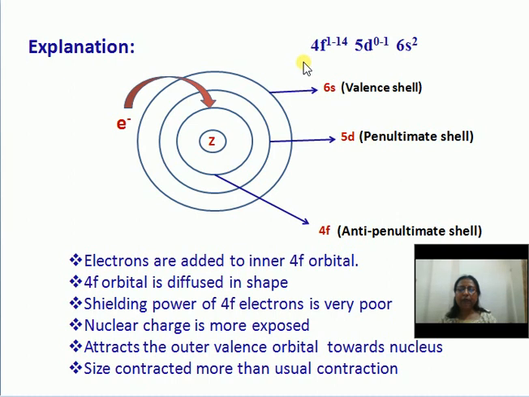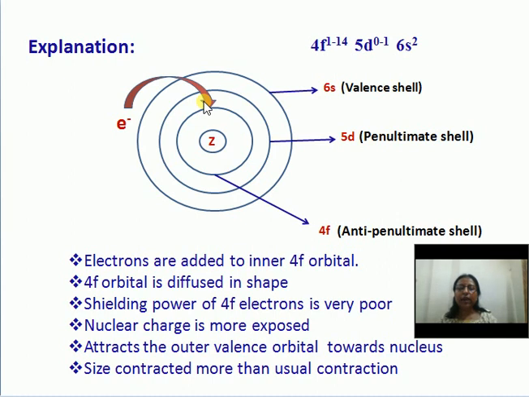In our previous slides, you have seen the general electronic configuration for the lanthanoid series, and it is 4f1 to 14, 5d0 to 1, and 6s2. Here I have shown you pictorially that this is the 6s orbital, that is the valence shell, and then comes the 5d orbital which is called the penultimate shell, and inside that there is the antipenultimate 4f shell. So what is happening basically, as we are moving from left to right in the lanthanoid series, this 4f orbital, that is the inner shell, the antipenultimate shell, is getting filled up gradually.